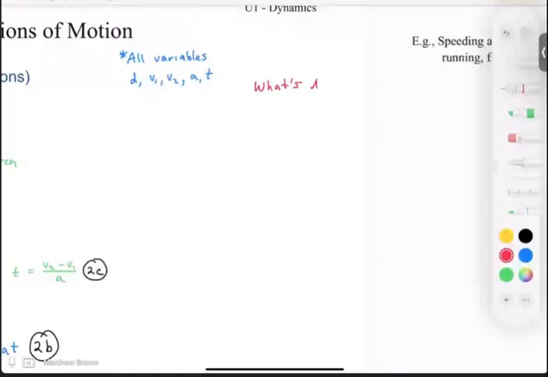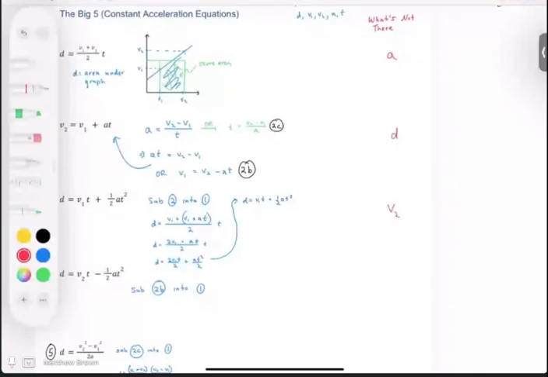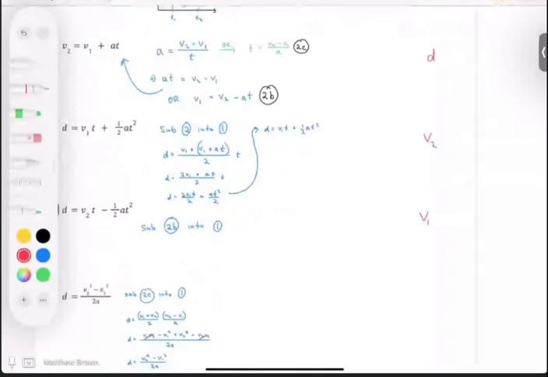If you look at equation 2, you can see there's no d there. And if you look at equation 3, you'll notice there's no v2 or v final, however you happen to write it. And then equation 4, in kind of a parallel, there's no v1. And finally, for equation 5, there's no time.